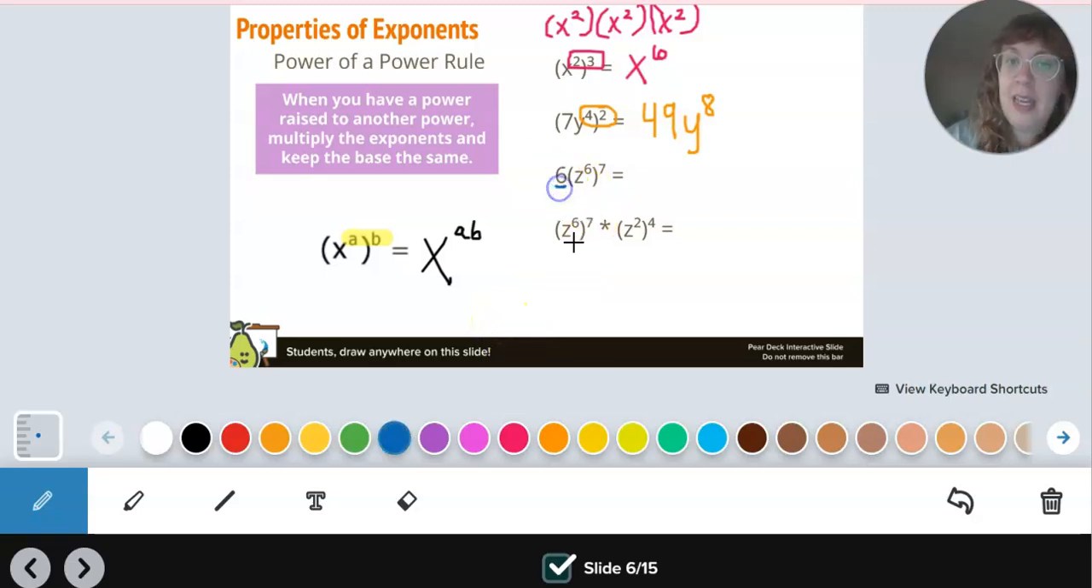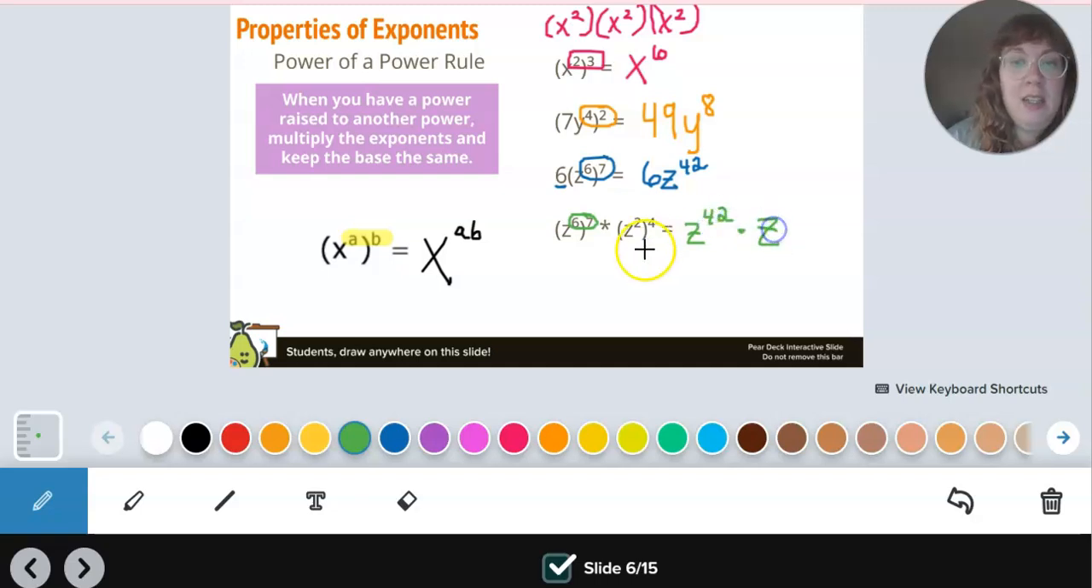This 6 is outside of the parentheses, so it's just going to stay as 6. There's no power that's raised to that 6. But then we have a z to the 6th power raised to the 7th. Power to a power, multiply them. So that's z to the 42nd power, which is 42 z's, all multiplied. Last one, z to the 6th power raised to the 7th. Again, here's our z to the 42.